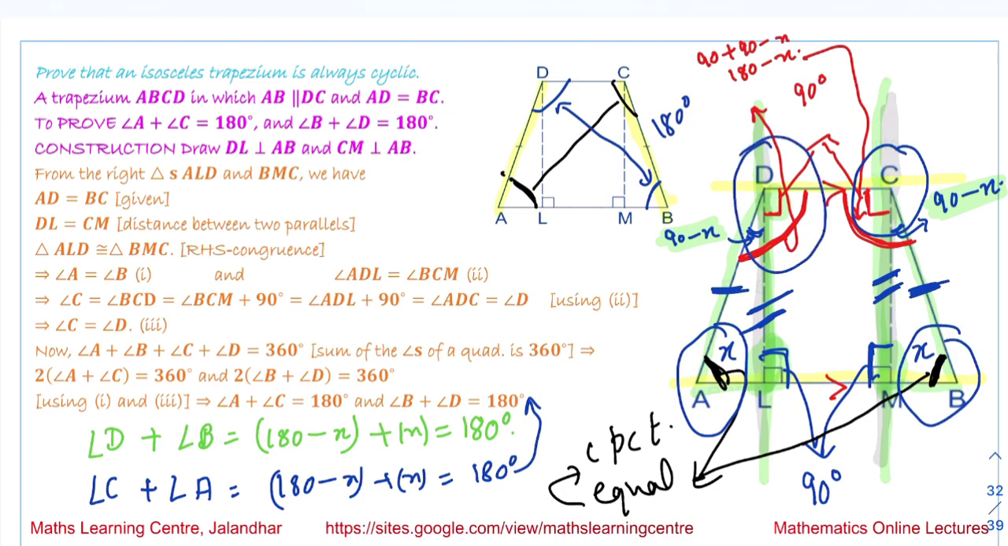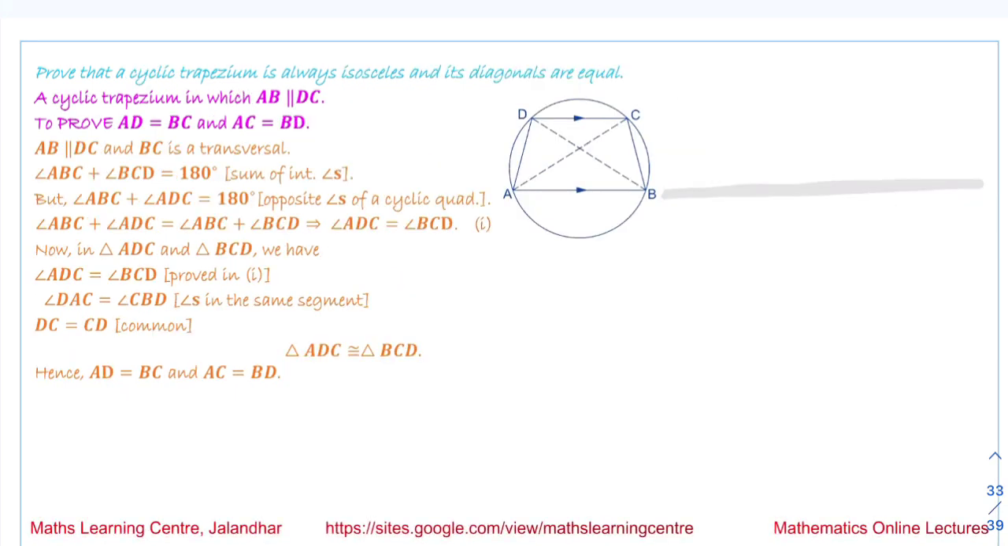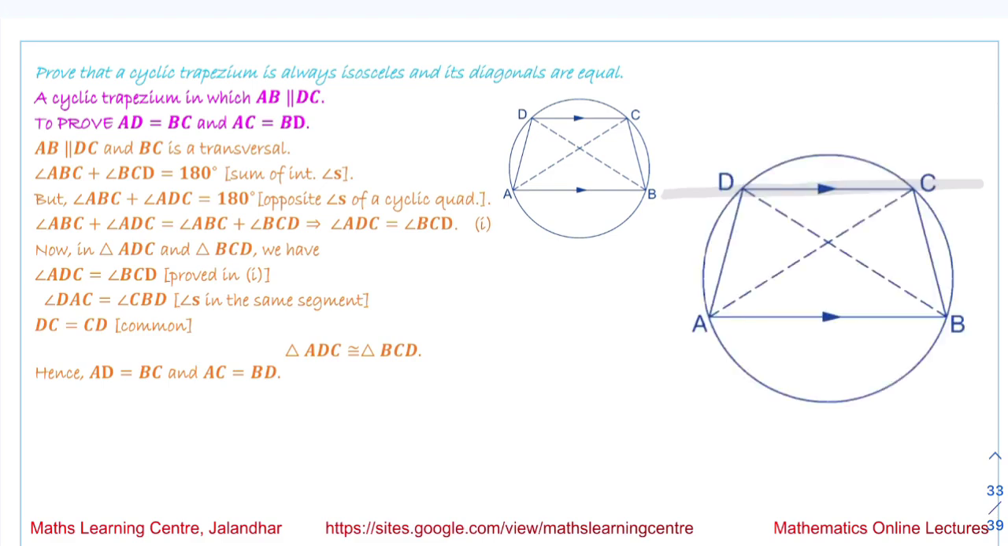In this question we have to prove that a cyclic trapezium is always isosceles. So we are saying a trapezium is given to us and it is given that it is a cyclic trapezium. So if this is a trapezium, it means we are given that this side CD and this side AB are parallel to each other, and further it is given that the vertices A, B, C, D lie on a circle. This is the A, B, C and D point.